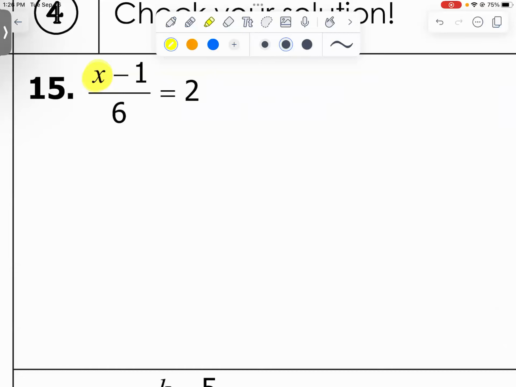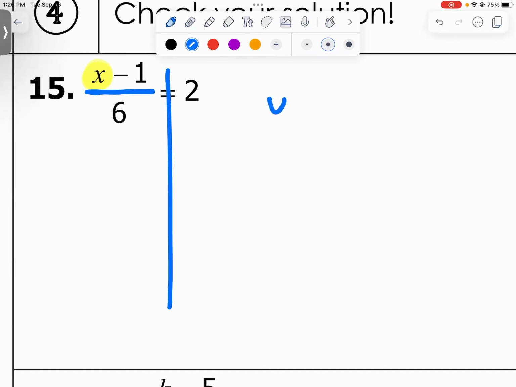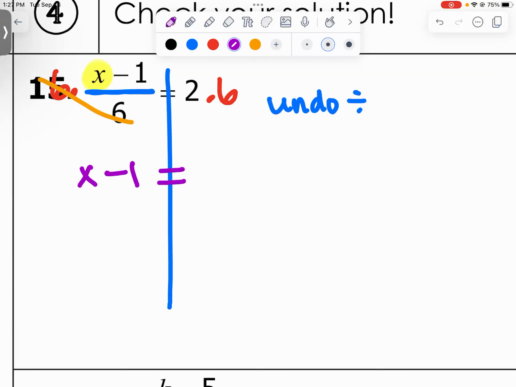So you're saying 6 is the furthest away. The number that is the furthest away needs to go first. So since 6 is the furthest away, we need to move it across the equal sign first. So what operation is in between X and 6? Division. So we need to undo our division by multiplying both sides by 6. So 6 divided by 6 cancel, and we have X minus 1 equals.